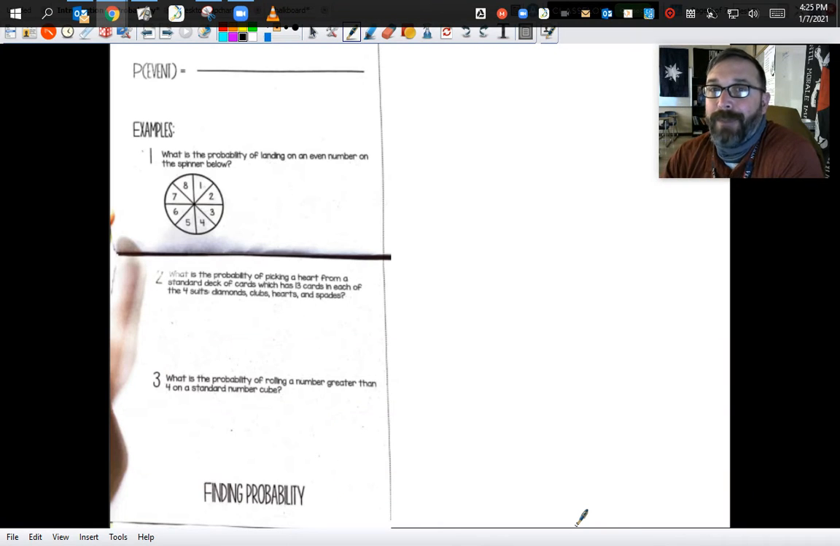Hello and welcome back. So we're going to continue talking about probability, and this is the next page on the foldables for my students in my classroom. And what we're talking about today is specifically how to find probability.